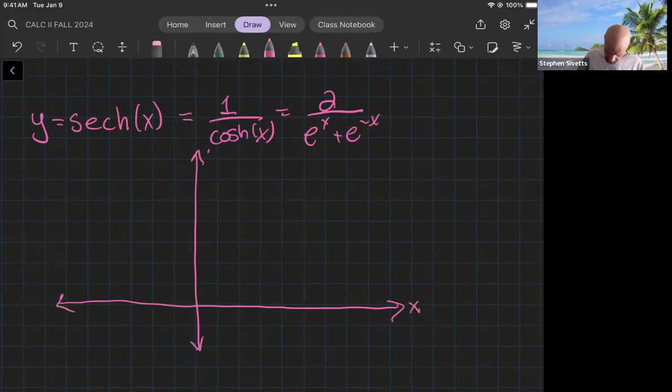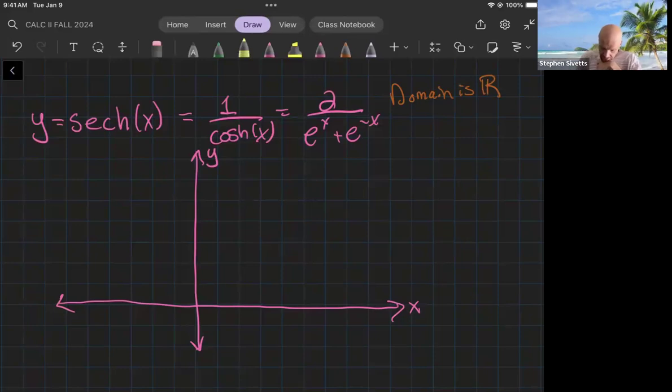So this is x and this is y. If you notice, the term in the denominator will never be 0, right? e to the x is an exponential function, so it will never be 0. It can't approach 0, but it never does equal. There's no x value that makes the denominator be 0. So right away, the domain is all of the real numbers.